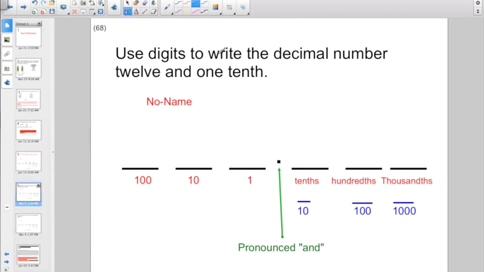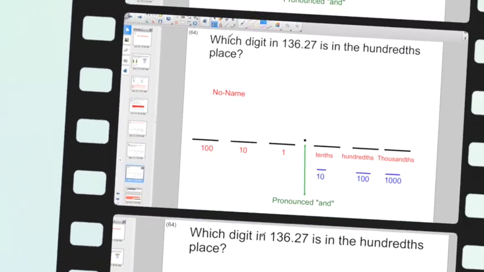Here we go, using digits to write the decimal number 12 and 1/10. Remember that word "and", that's our signal for the decimal point. So on the left side, I have to write 12, the whole number 12. 1 in the 10 spot, 2 in the 1 spot. We've known how to write 12 since about first grade, right? 12 and, now I have to put 1 in the tenths spot. 12 and 1/10. For the test, don't be afraid of using the place value chart that you have in your book.